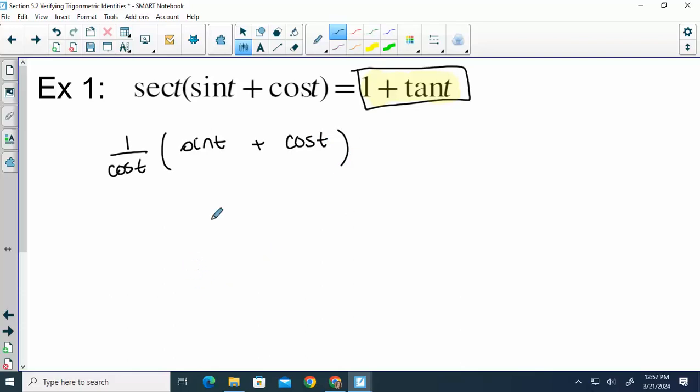Okay. This is like sine t over 1, cosine t over 1. So if I distribute, 1 over cosine times sine over, or sorry, times sine over 1 would give me a sine t for cosine t. Then multiply those.